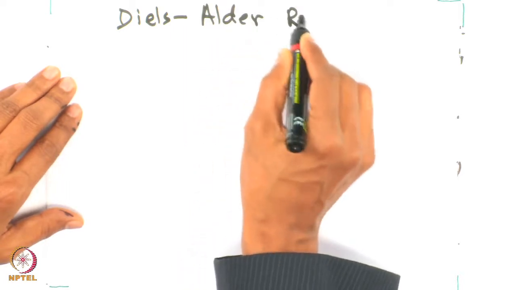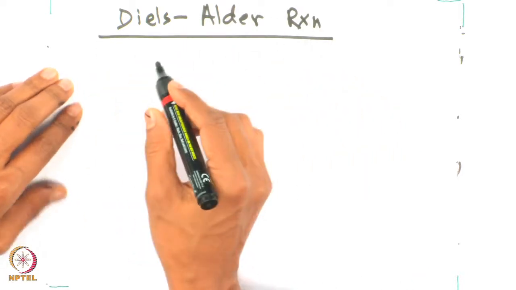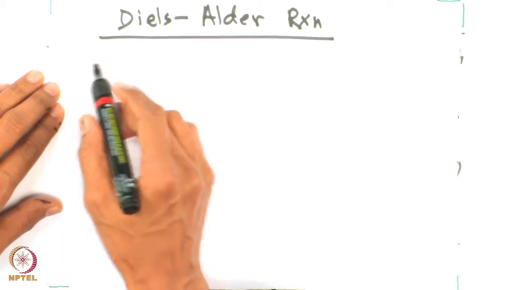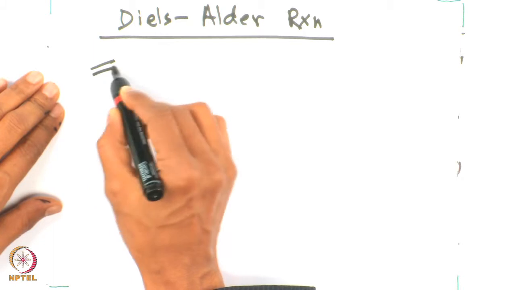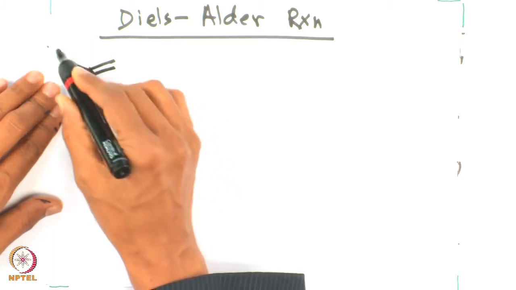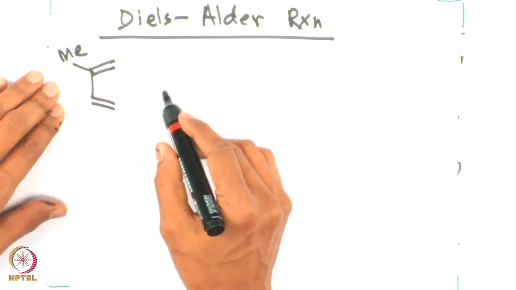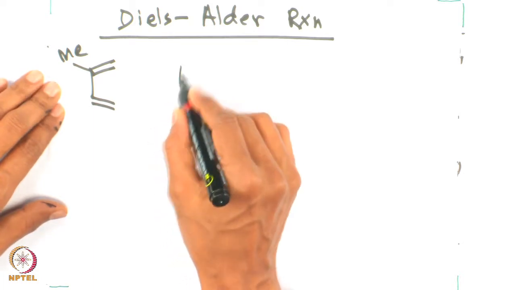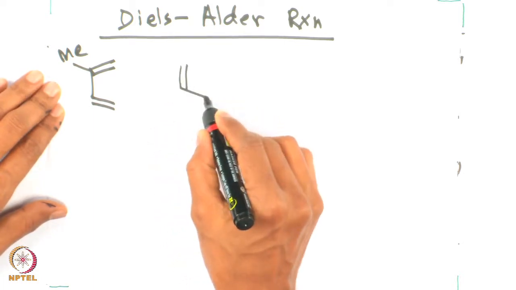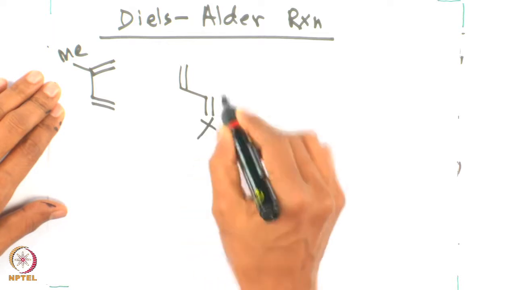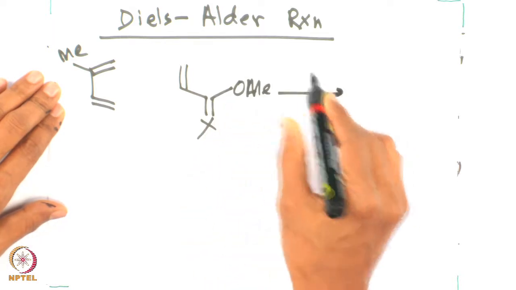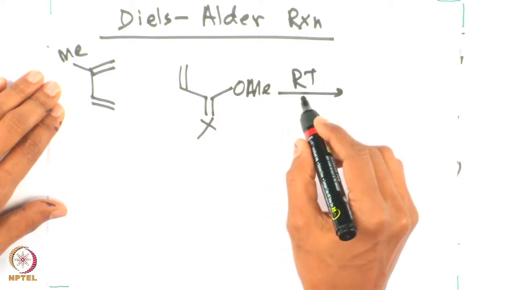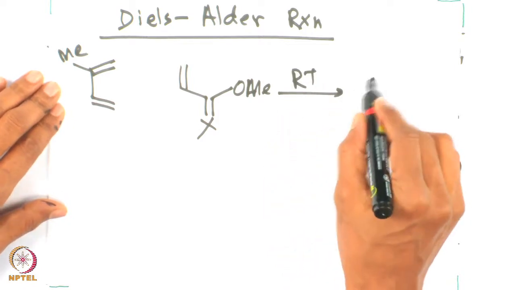Diels-Alder reaction, as we know, we can do with diene and dienophile. So, if this is your butene, if you are taking diene, and usually we are familiar with an ester over there, let us say OMe. If you want to do this reaction at room temperature, well, you are in for trouble.